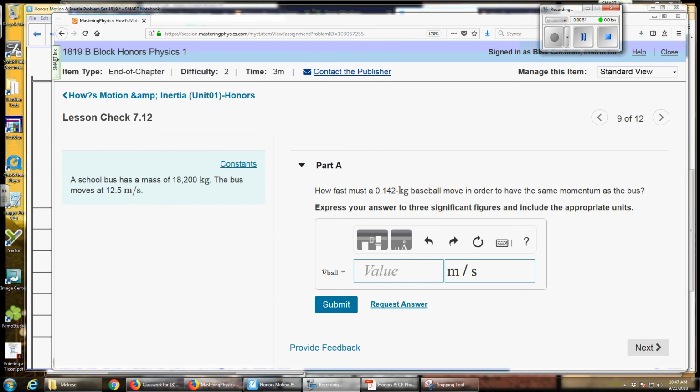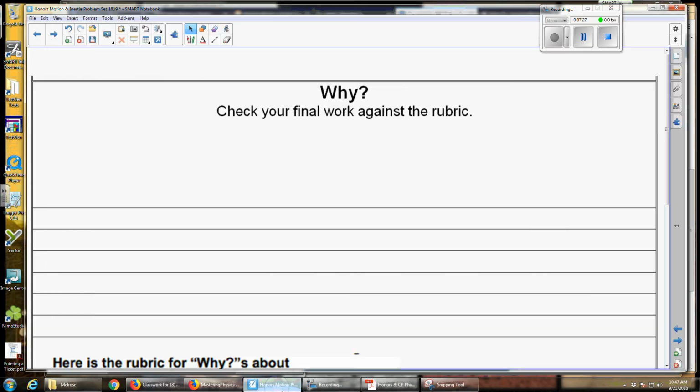All right, so we're doing number 9 here. We've got a bus with this mass, and it moves at this speed, and we're asked how fast. So with fast, we think speed right away, right? May as well move it or have the same momentum as the bus. So do they care about the direction here? No, but we're going to assume they're moving in the same direction. So we don't have to worry about that because we know momentum's a vector, but we're just interested in the rate it's moving.